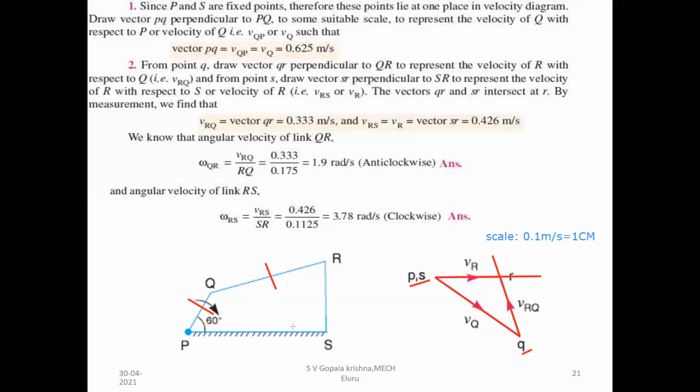Later, RS is also known. RS direction, RS perpendicularity. Now you again have to take the direction of RS, so that is the perpendicularity of RS. S is already there, so from the starting point S, you have to draw our VRS, that is the perpendicularity of RS. You just have to draw the perpendicularity.